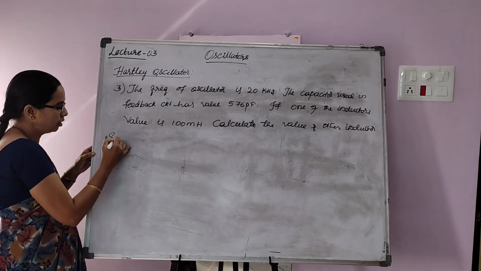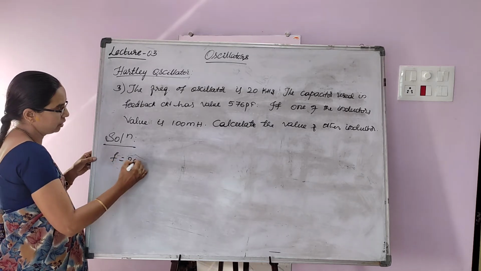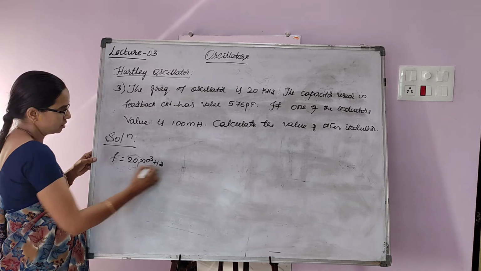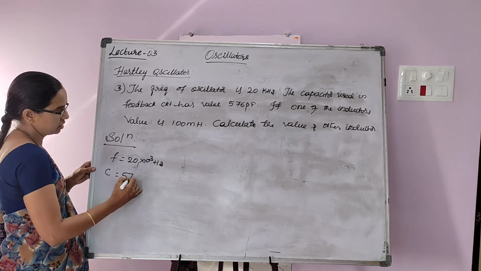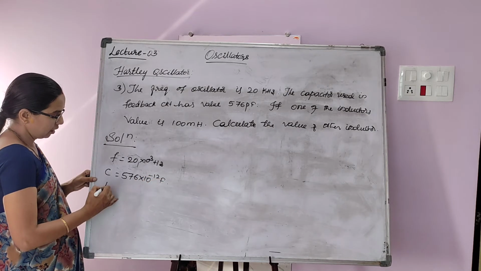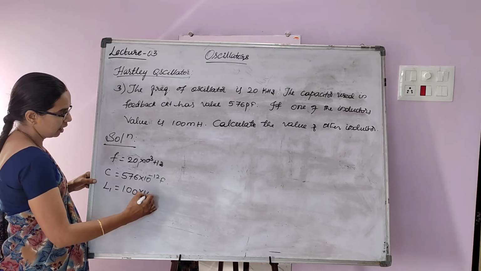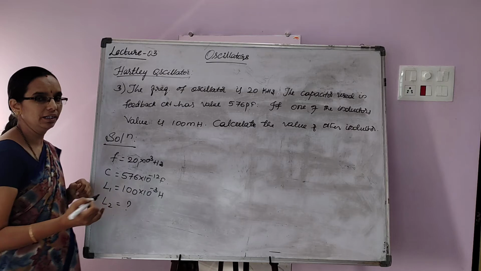Solution, the same formula. Here frequency is given, that is 20 kilohertz, 20 into 10 to the power of 3, and capacitor value is given, 576 into 10 to the power of minus 12 farad. It is one of the inductors, I will take that as L1 is 100 millihenry. We have to find out the value of L2.